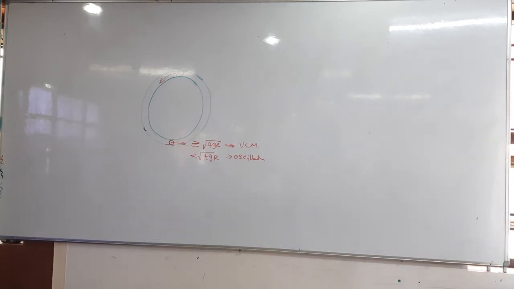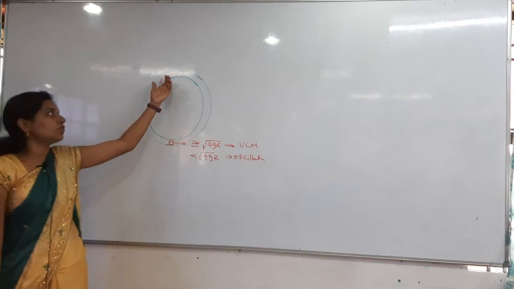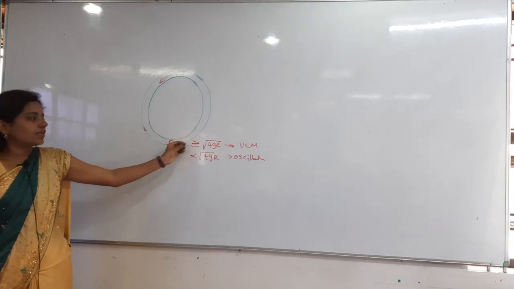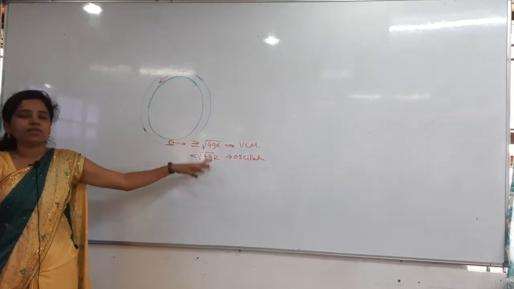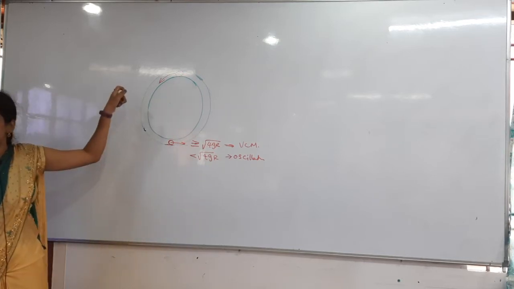You understand the point, right? What did I say? Whenever it is reaching the point C, automatically it will fall down to the other side. When it is falling down on the other side, it is completing what? VCM. If it does not have root 4gr, at that time what happens? It cannot reach point C, somewhere it will come and then it will fall down in this direction.